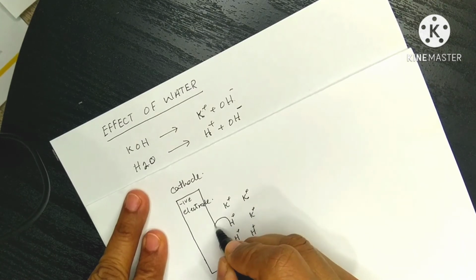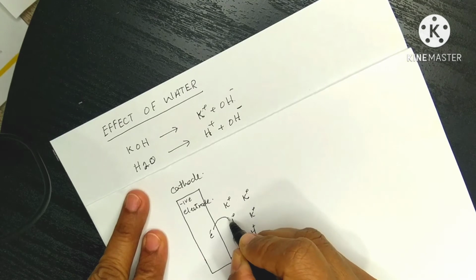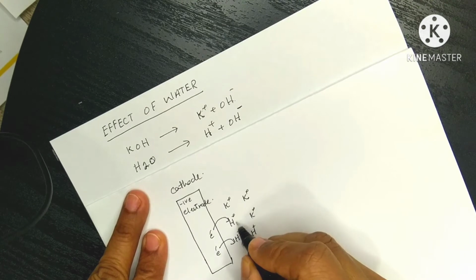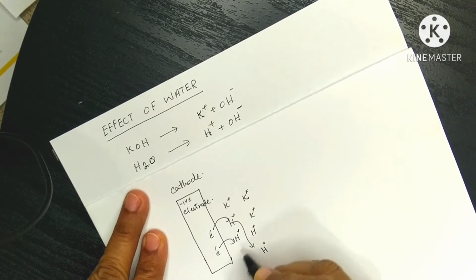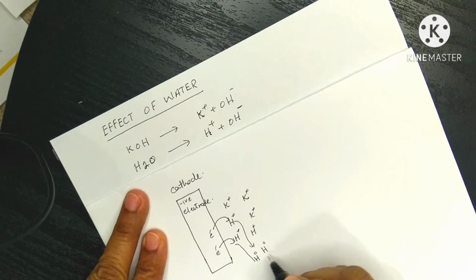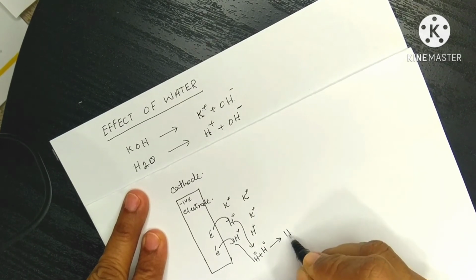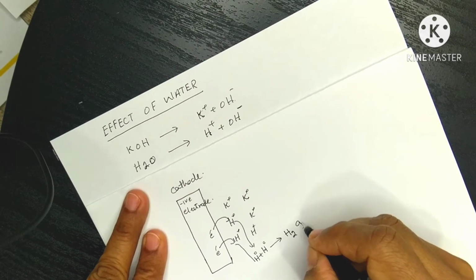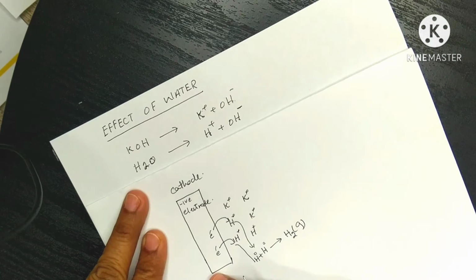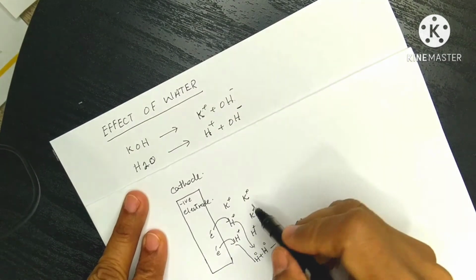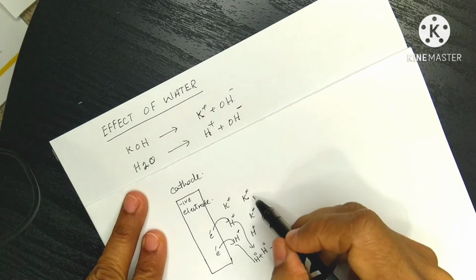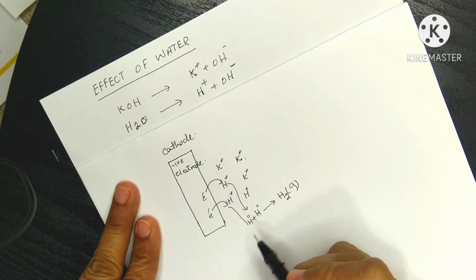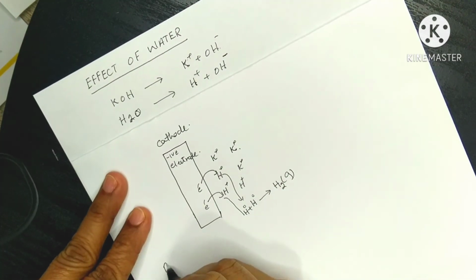Hydrogen ion, they will absorb the electron and convert into the neutral hydrogen here, and this hydrogen also, it will convert into neutral hydrogen, and these two hydrogen combine with each other and convert into hydrogen gas, and hydrogen gas release at the surface of the cathode. And now these potassium ions, they will remain in the solution because they are more reactive. And I will write the reaction at the cathode.